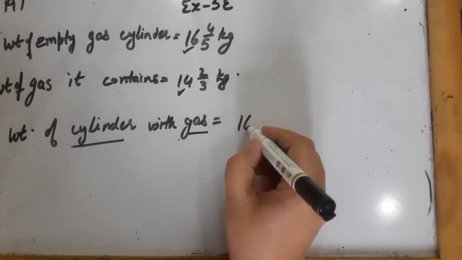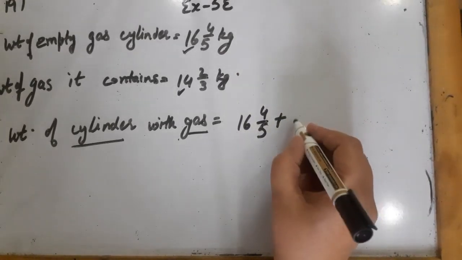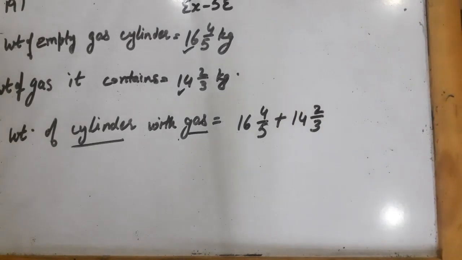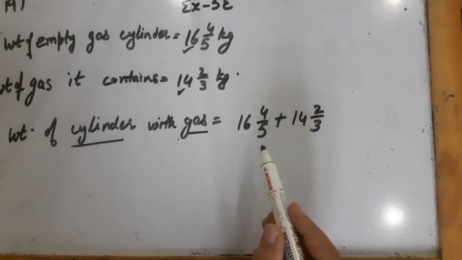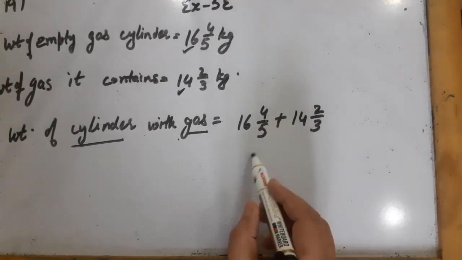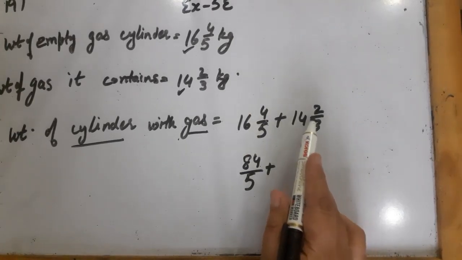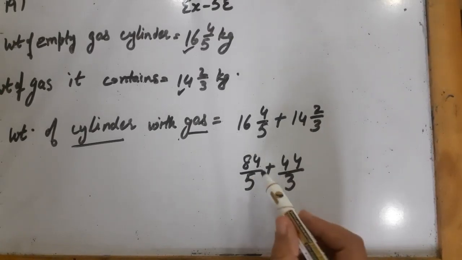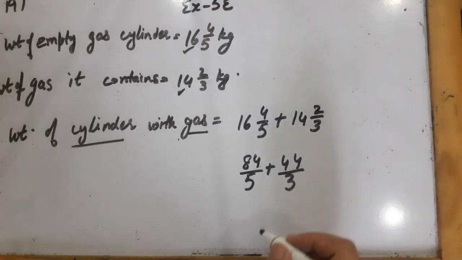So what I will do, I will add the weight of the empty cylinder and the weight of the gas that is in it. So add them up, you will get the answer. 16 5s are 80 and 4 is 84/5, plus 14 3s are 42 and 2 is 44/3. Now as you can see, these are unlike fractions, so convert them into like fractions by taking out the LCD, the least common denominator.